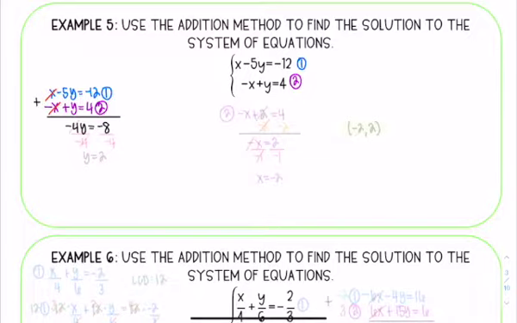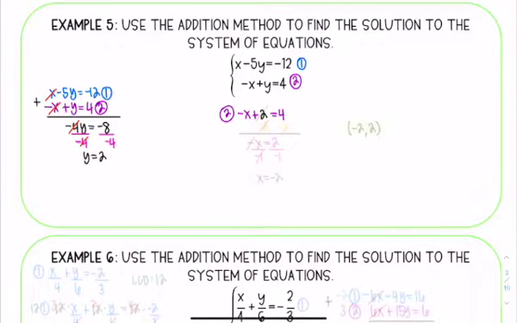And so now we just need to divide by negative 4 on both sides to get y by itself. And so it cancels on the left, and we get y equals 2. Well, now that I have y equals 2, I can plug it into any of these to get the x that we're looking for. So let's go ahead and plug into equation number 2 just because it looks simpler. And so that's negative x plus 2 equals 4.